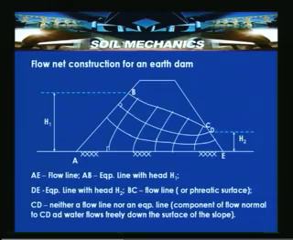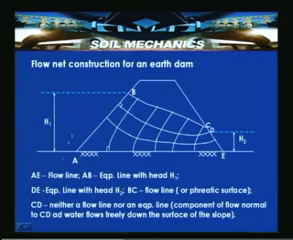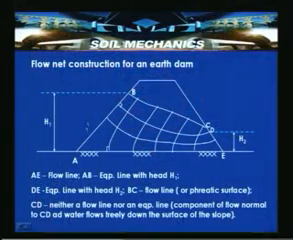So, let us look into the flow net construction for an earthen dam with an upstream water level and a downstream water level. Let us consider that on the upstream side there is a head H1 and on the downstream side there is a head H2. Consider a homogeneous earthen dam whose material is isotropic, with permeability K in both directions, and this is the crest of the slope and the cross section of the dam.